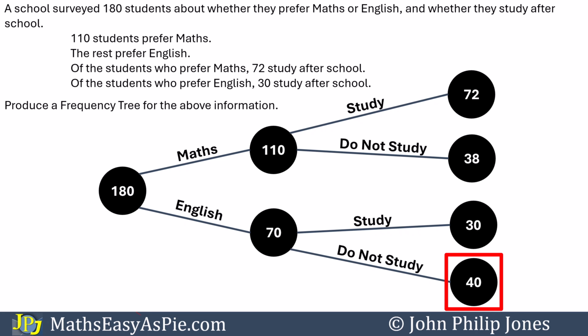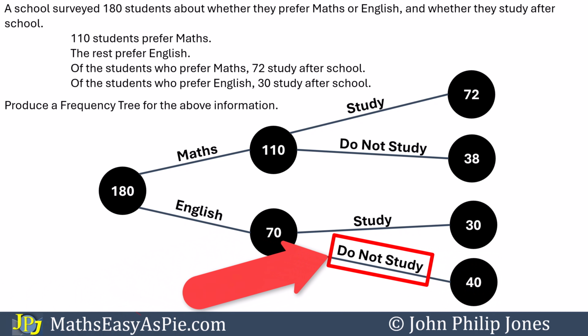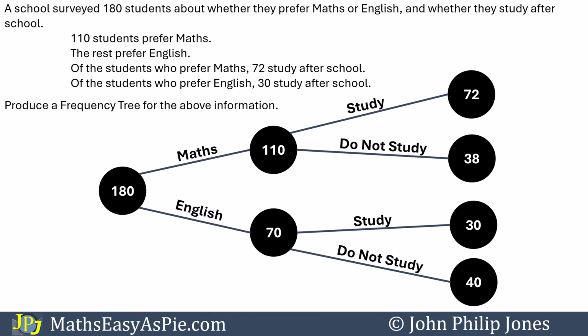This value of 40 is found by subtracting this 30 from this 70 to give us 40. This 40 represents the number of students who prefer English that do not study after school. The frequency tree is now complete.